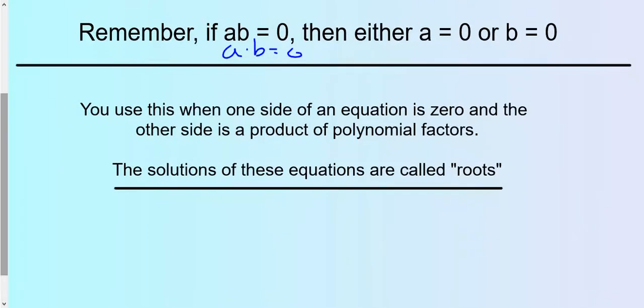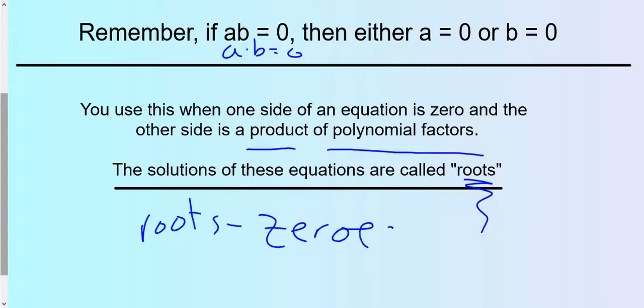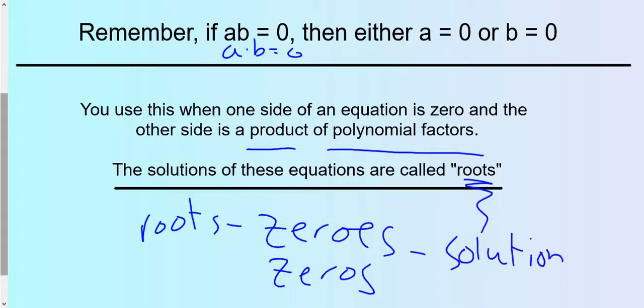Use this when one side of the equation is 0 and the other side is a product of polynomial factors. The solutions to these equations are called roots. You're going to see this vocab word roots come up. You'll either see roots or you'll see the word zeros. I don't know how to spell zeros. That's a weird word. Or you'll see solutions. Find the solutions. I'm bad at spelling. I don't know. Hopefully somebody can correct me.